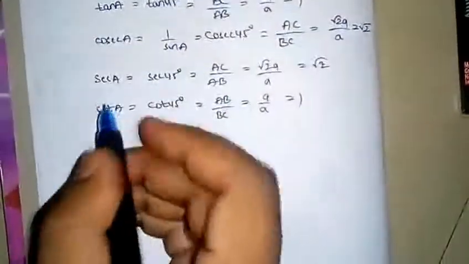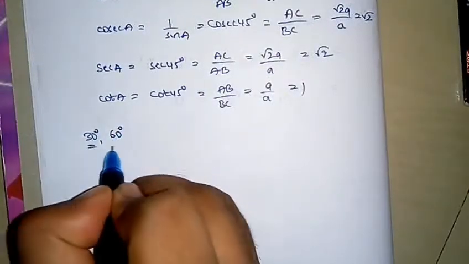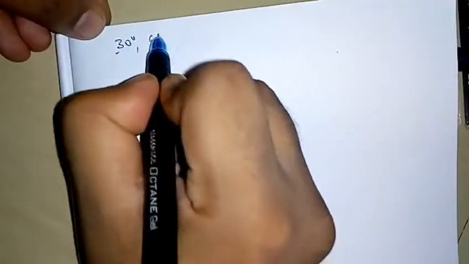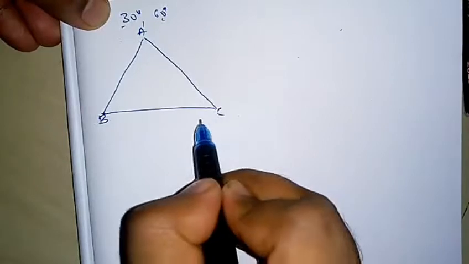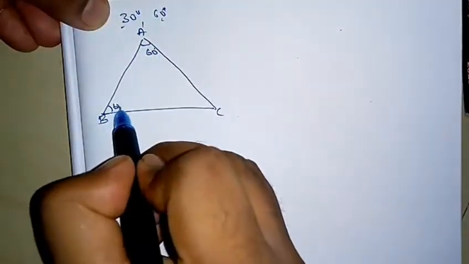Now the next topic is 30 degrees and 60 degrees. Showing the next page. 30 degrees and 60 degrees. For this, take an equilateral triangle. ABC is an equilateral triangle. This angle will be 60. Equilateral, all angles are 60 degrees.